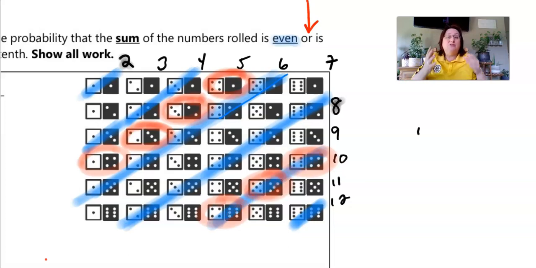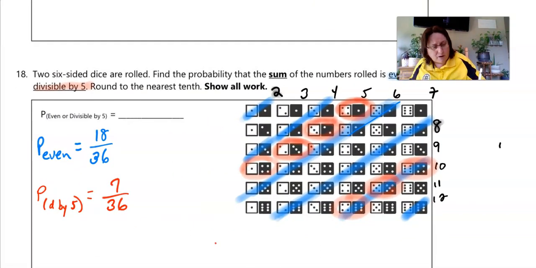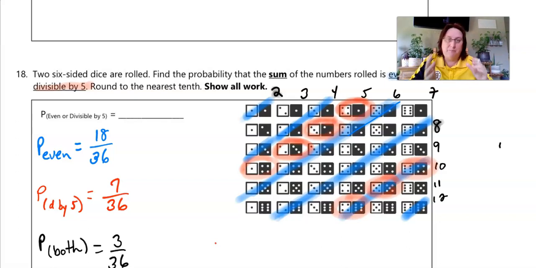So what do we need to do with that overlap again? Okay, we're going to come back here and we're going to see. We've got the probability of both. Well, let's look. We said that there were 3 out of 36 that are both. Now, I just asked a question a second ago. What do we need to do with that overlap? Okay, did you guys remember that we're going to subtract the overlap?